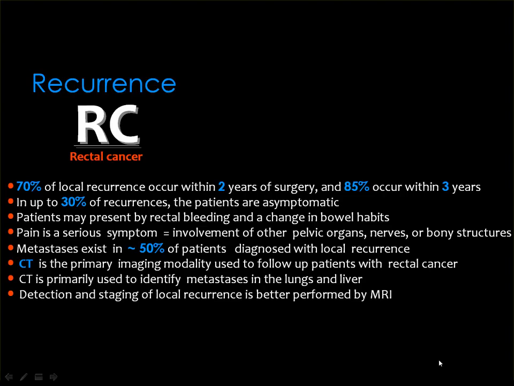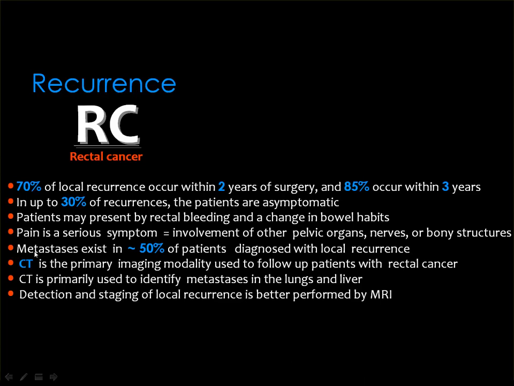Finally, we come to tumor recurrence. Local recurrence can occur in about 70% of cases within 2 years of surgery, and 85% occur within 3 years. In 30% of recurrences, the patients are usually asymptomatic. Patients may present with rectal bleeding or a change in bowel habits. Pain is considered a serious symptom, which means that there is involvement of other pelvic organs like nerves or bony structures. In about 50% of the cases, you can detect distant metastasis diagnosed with recurrence.